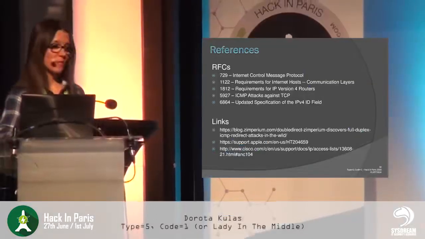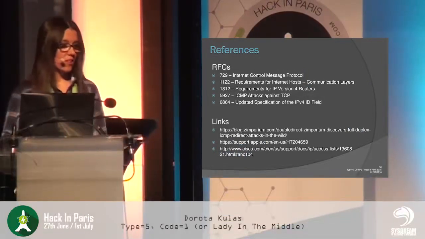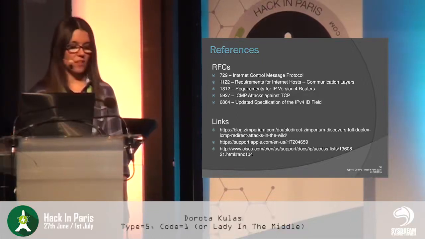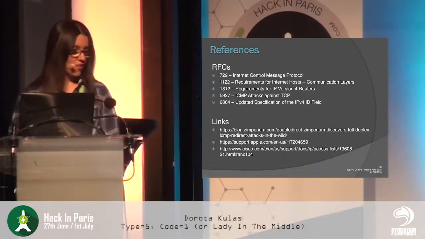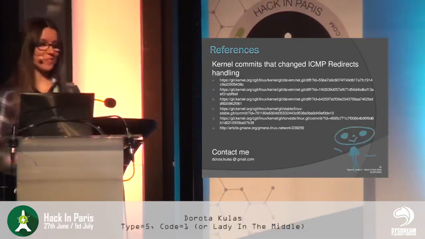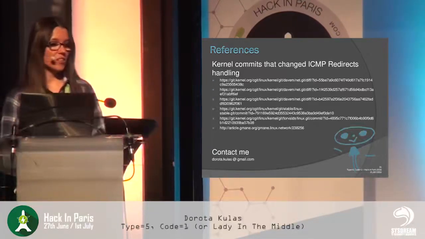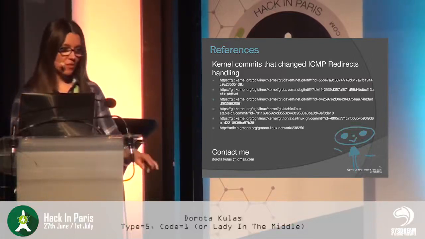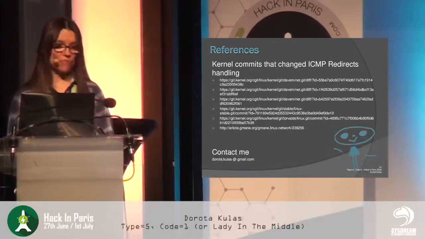So now there are just a few references. The RFC I've used to do this research. The first link from the links section is also about ICMP redirect attacks. Then there are some Cisco hardening guides. This is the favorite one. These are all or most of the kernel commits that changed ICMP redirect message handling. And the last link is just a summary of the changes.